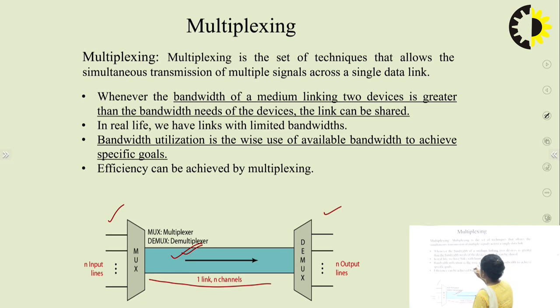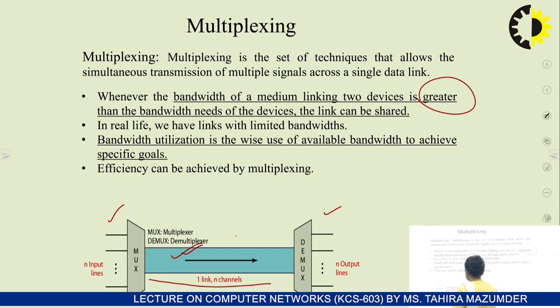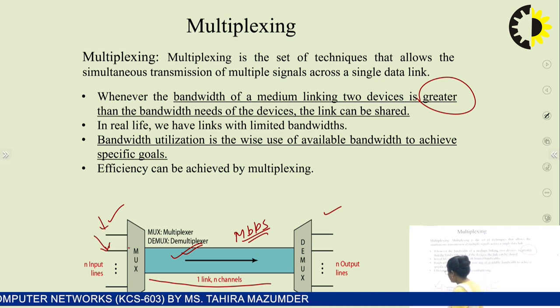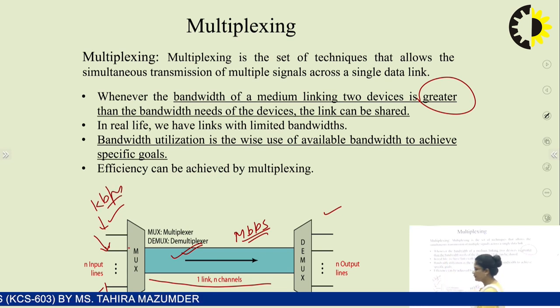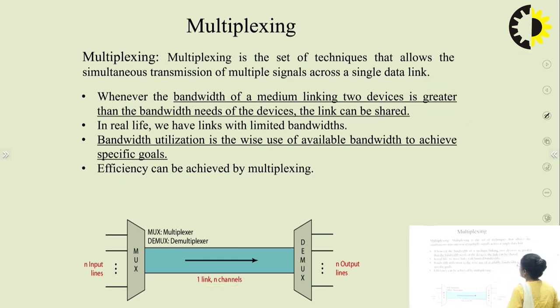is greater than the bandwidth that is needed for the devices. Since the bandwidth is more, let us say the bandwidth of the medium is in Mbps, and the data that is coming from the n input devices is in Kbps. So obviously the bandwidth of the medium is greater than the bandwidth of the data stream that is coming to the medium. In that case, we'll go for multiplexing. Multiplexing is a technique used when the bandwidth of the medium is larger, because through multiplexing we wisely utilize the bandwidth of the channel in such a way that the speed of data transmission is hurried up or fastened.